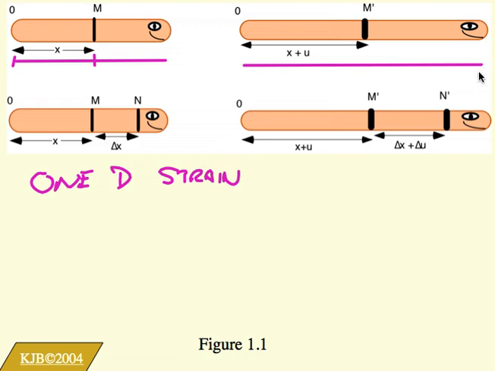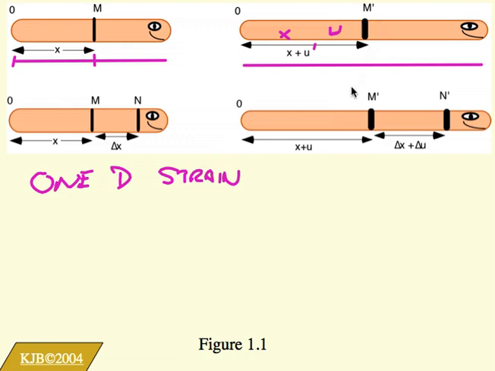So when we look at the stretched worm, we find that this distance, which may have been x here, which is the initial position of M, has now moved to here. We've now described it as M prime. So we've added a u distance on here. So this distance is x, and this distance is u. So x plus u gets us from the origin to M prime.